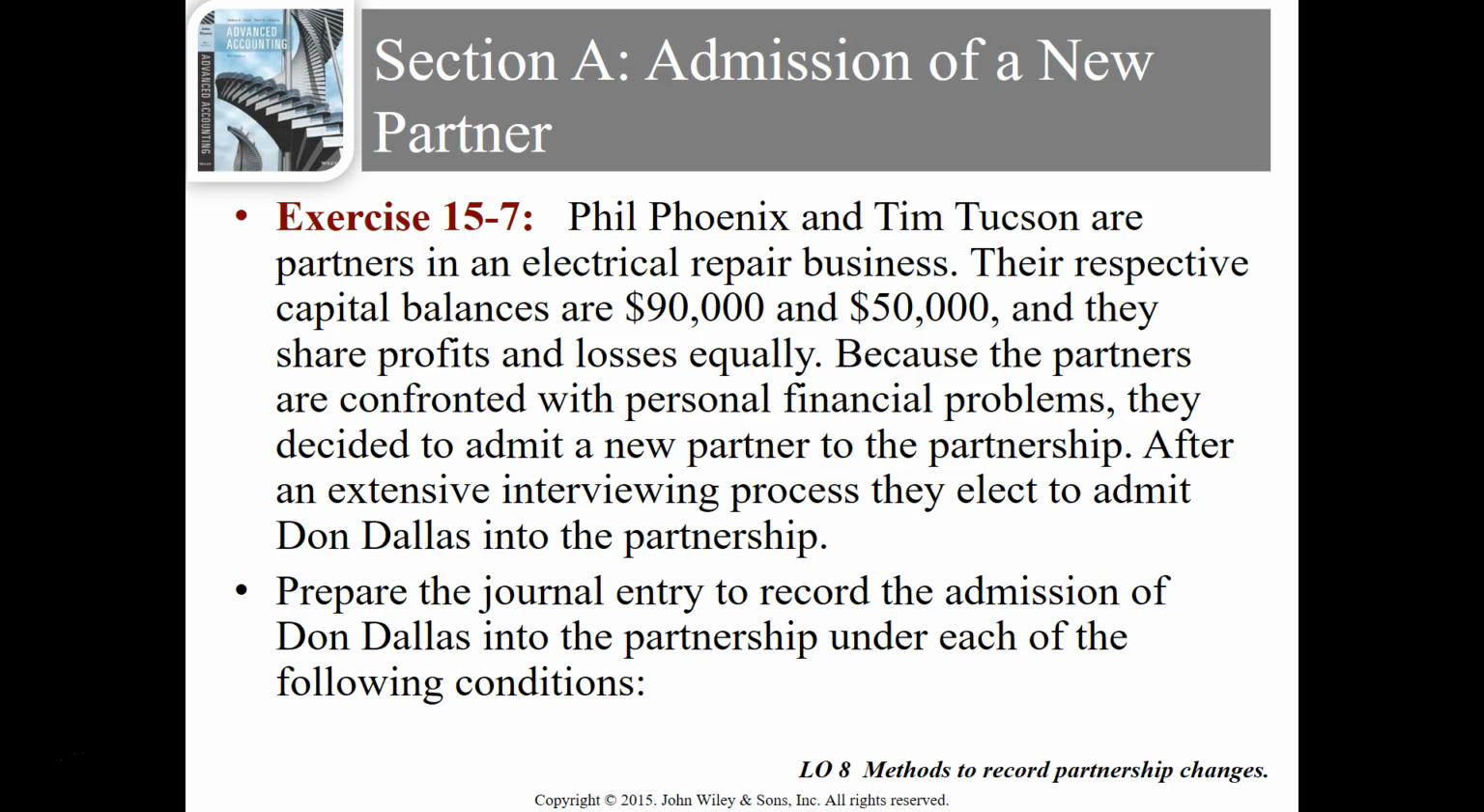Let's take a look at this particular exercise. Exercise 15-7. Phil Phoenix and Tim Tuscan are partners in an electrical repair business. Their respective capital balances are $90,000 and $50,000, and they share profits and losses equally. Because the partners are confronted with personal financial problems, they decided to admit a new partner to the partnership. After an extensive interviewing process, they elect to admit Don Dallas into the partnership. Let's prepare the journal entry under the following conditions.